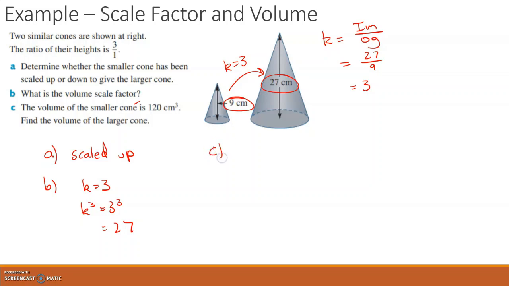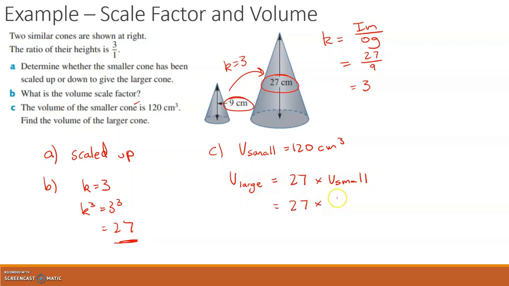Now let's have a look at C. C says the volume of the smaller cone is 120 centimeters cubed. So V small equals 120 centimeters cubed. And we know that the volume of the large cone is equal to 27 multiplied by the volume of the small cone, because it's 27 times larger because of the volume scale factor. So that means the volume of the large cone will be 27 times 120 centimeters cubed. Using my calculator, that's 27 times 120 equals 3,240 centimeters cubed.